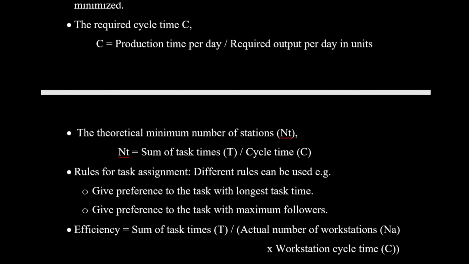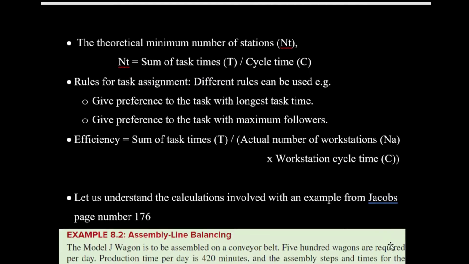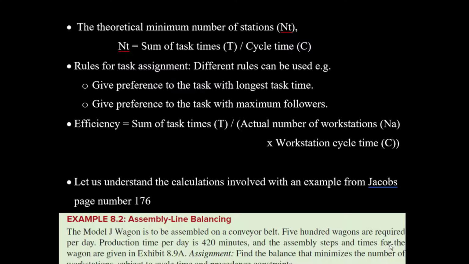The required cycle time C is arrived at by production time per day divided by the required output per day in units. So it will be minutes per unit or seconds per unit. The theoretical minimum number of stations NT which are required is given by the sum of task times divided by the cycle time.